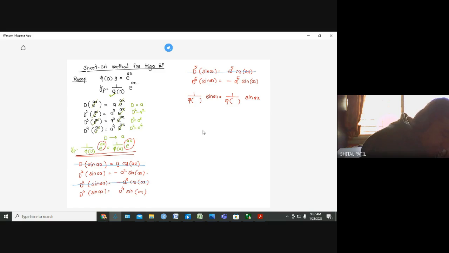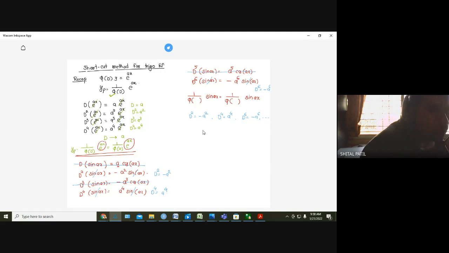Now see the remaining derivatives. I have sine on both sides, so let me cancel that. Then what I'll get? D square equal to minus a square. Then let me cancel sine on both sides in the case of the fourth derivative, so I'm getting d raised to 4 equal to a raised to 4. Then in the last case also I'll cancel sine on both sides and I'll get d raised to 6 equal to minus a raised to 6. So it is like this: d square equal to minus a square, d raised to 4 equal to a raised to 4, d raised to 6 equal to minus a raised to 6.